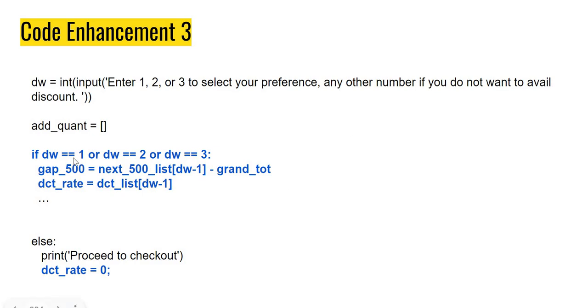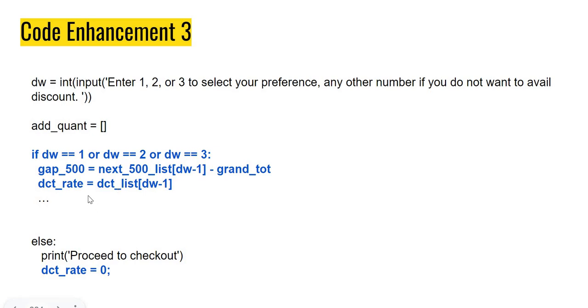And notice if the user does enter 1, 2, or 3, then because this is an integer, I can use this to index into my two lists. So what I do is find how much extra spend the user must do, which is gap 500, and how much discount rate I'm going to offer, which comes from the discount list. Notice it makes a lot of sense, very logical, because these lists are all in sync with each other. So the next 500 list and the discount list are in sync with each other.